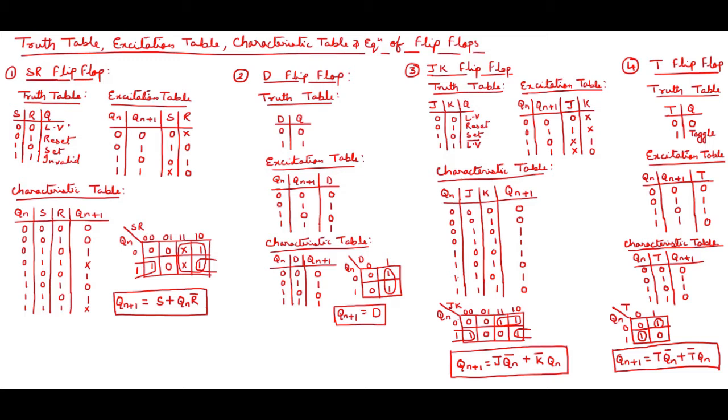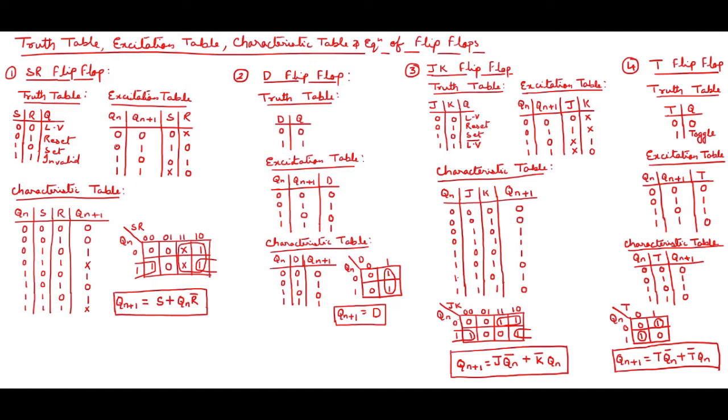Now keeping this in mind, if I design the excitation table, I am taking the present state and the next state. The present state is defined by Qn and the next state by Qn plus 1, and I am taking S and R. So if the condition is 0 0, what will be the inputs S and R, that I have to find out. When it is 0 1, what is the input, when it is 1 0, what is the input, and when it is 1 1, what is the input. That I have to find out here.